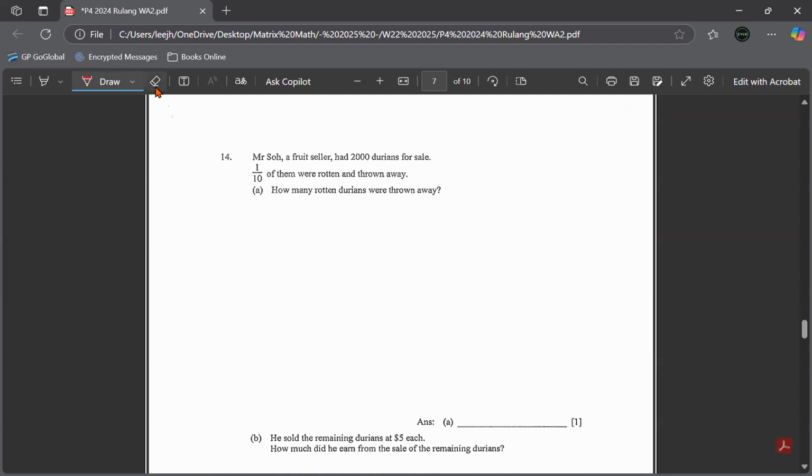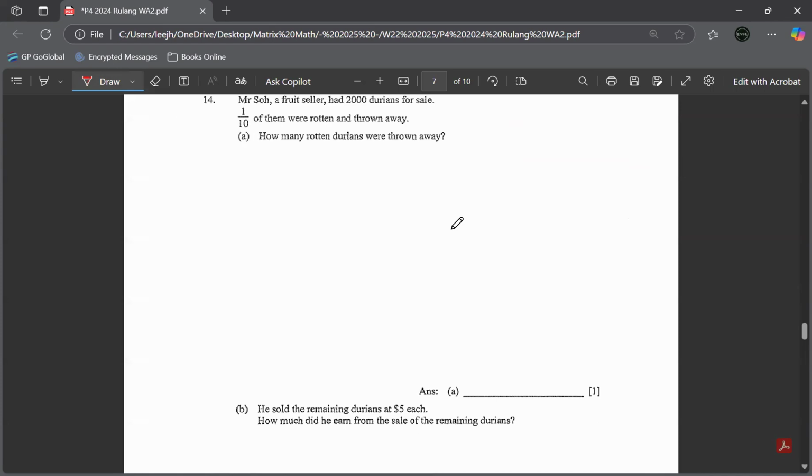Okay, I think I enlarged it better. Okay, more to screen. Okay, easier, right?